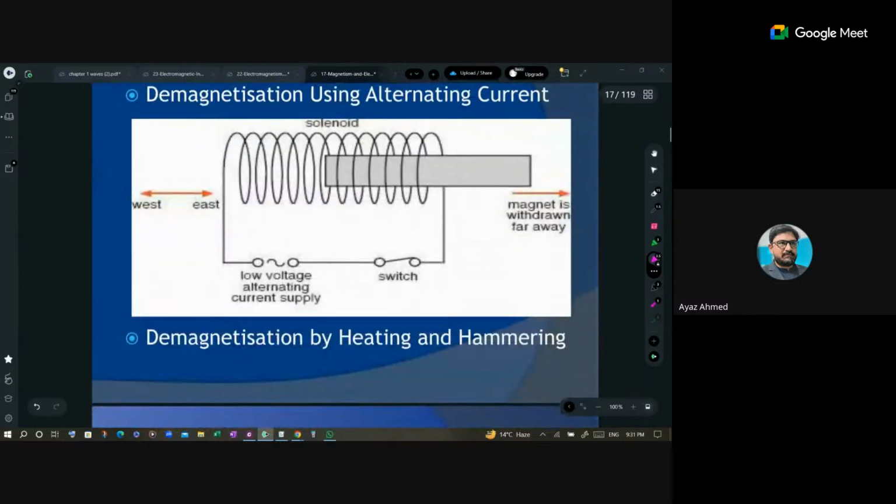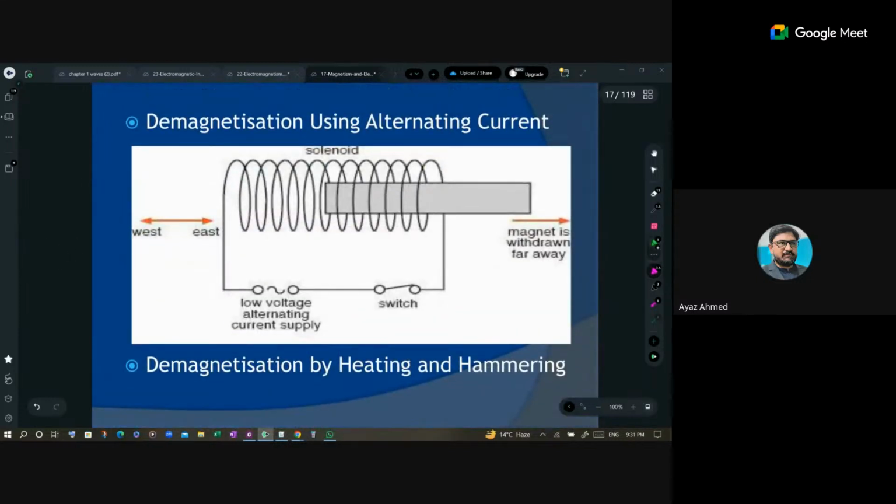But when you demagnetize, do it in the same way but with an alternating current, right? Keep it west to east, switch on the alternating current, which has variable voltage, not a battery, and then drag it out slowly. Due to that, what will happen?